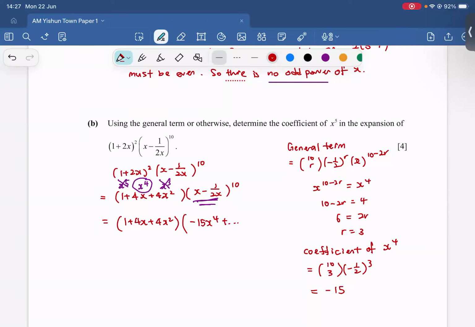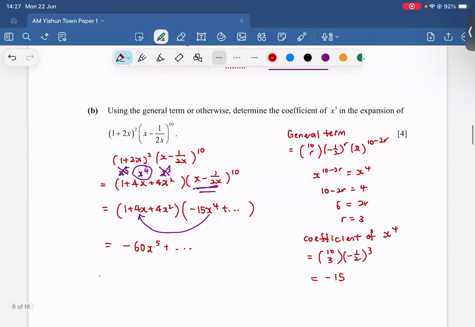The rest of the terms, do I need them? I don't need them. Why? Because the rest of the expanded terms will not give me x power 5. Only this term will give me x power 5. So now when I expand, I just say this is equal to negative 60 x power 5. The rest, just put as dot dot dot. I don't need to explain. And conclude, therefore, the coefficient of x power 5 is negative 60.